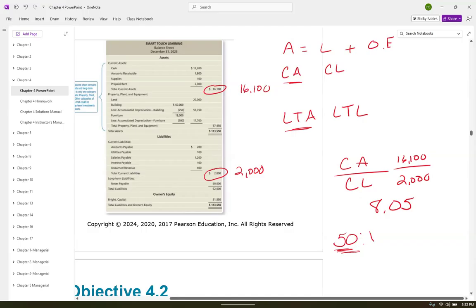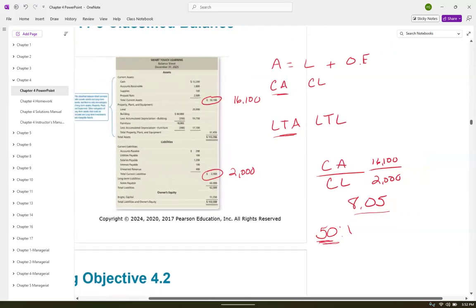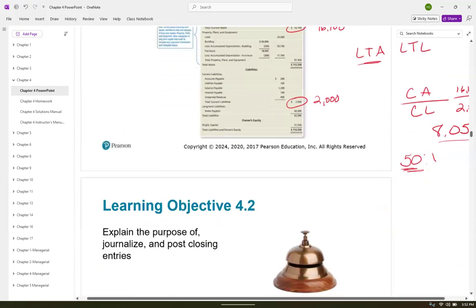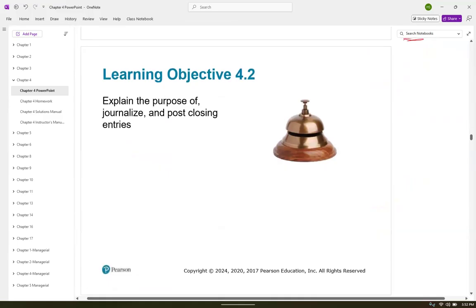Is there a golden rule on that? No, absolutely not. But even 8.05 is probably way higher than any industry average that we'll look at. Okay. All right. We will pick up with objective 4.2 in the next video.